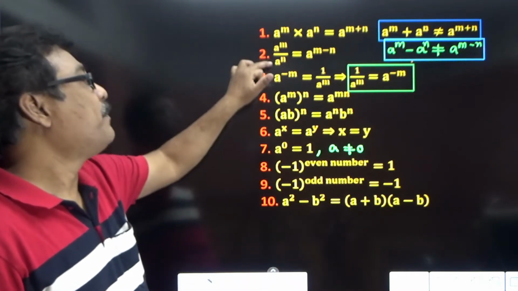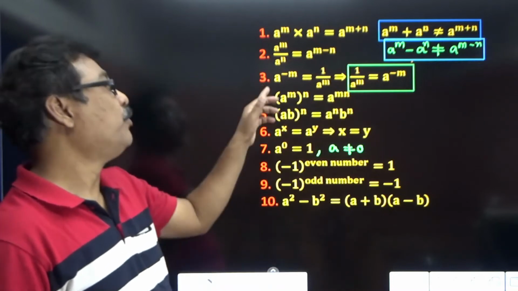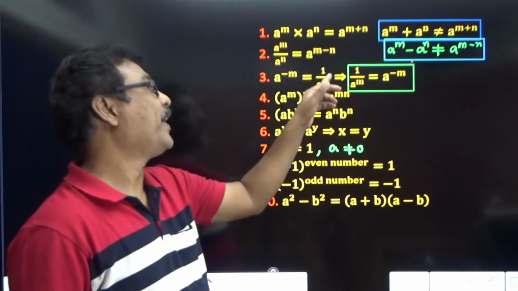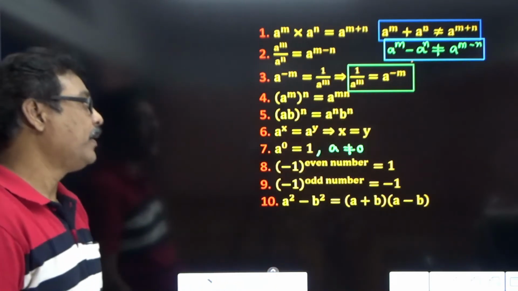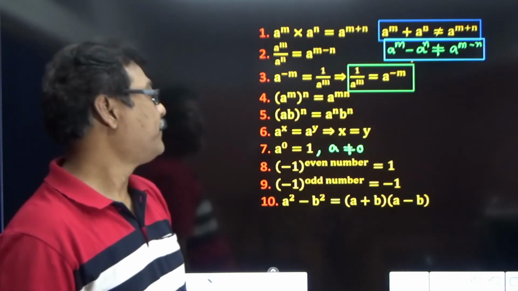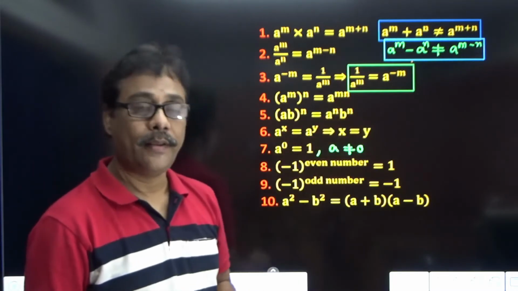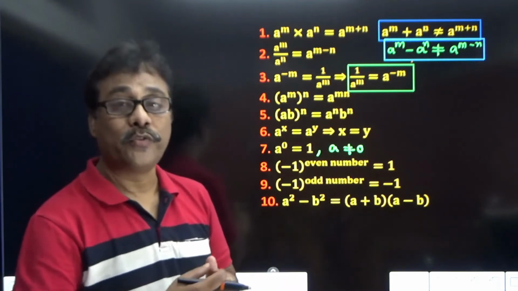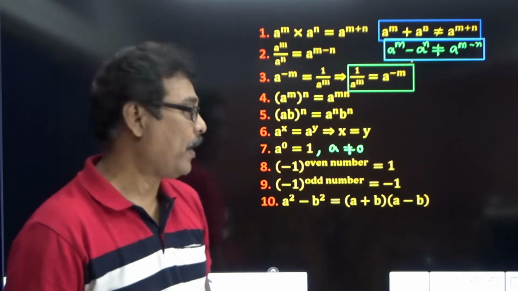If it is a to the power m by a to the power n, it will be a to the power m minus n. A to the power minus n, it will be 1 by a to the power n. In other way we can write 1 by a to the power n is equal to a to the power minus n. A to the power m whole to the power n becomes a to the power m into n. a b to the power n will be a to the power n into b to the power n. If a to the power x is equal to a to the power y, that is base is same on both sides of an equation, then the power will be same, that is x is equal to y.